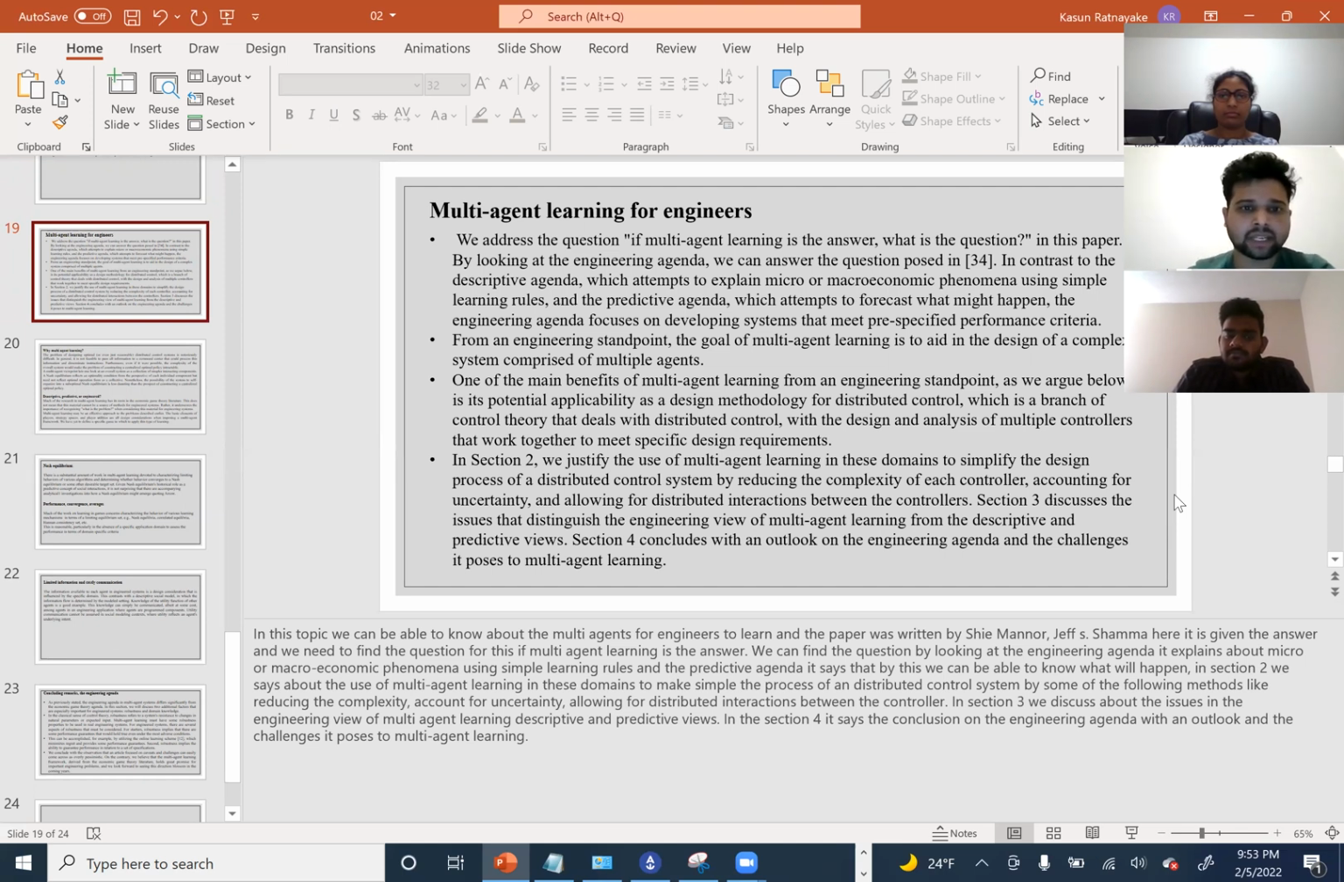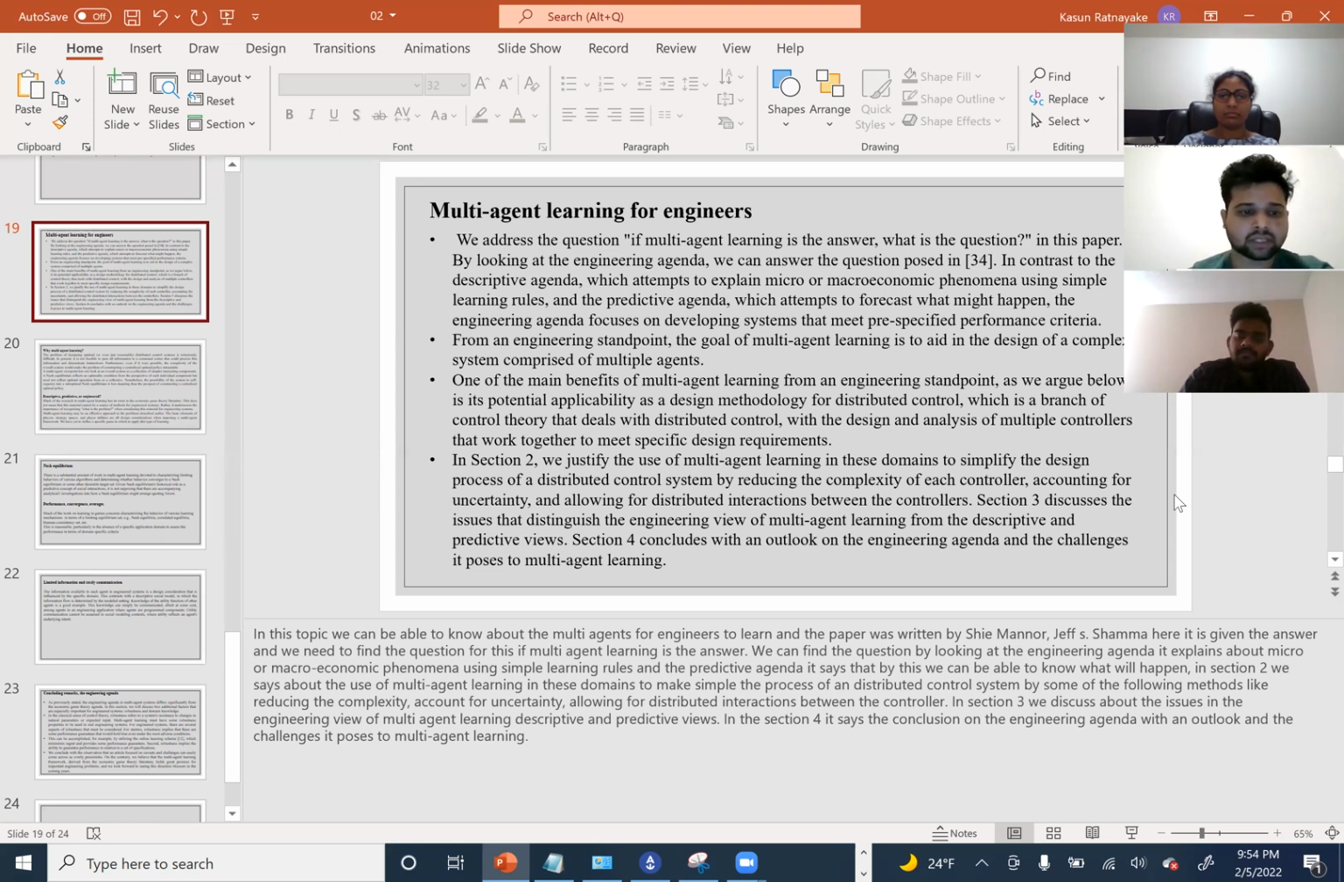And now the multi-agent learning for engineers. In this topic, we will learn about multi-agent learning for engineers. The paper was written by Shoham and Yoav. Here it is given the answer, and we need to find the question for this. If multi-agent learning is the answer, we can find the question by looking at the engineer's agenda. It explains macroeconomic phenomena using simple learning rules and the predictive agenda. It says that by this we can know what will happen.